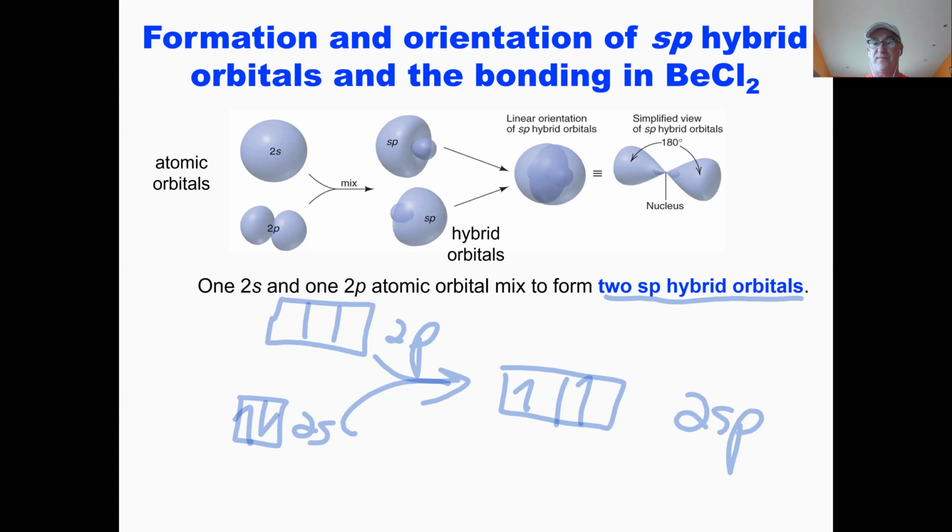And so this electron binds with one of the chlorines, 1, 2, 3, 4, 5, 6, 7. And this electron binds with the other one, 1, 2, 3, 4, 5, 6, 7. They come together, and then you get the proper shape. Any questions about how the s and p mix together?